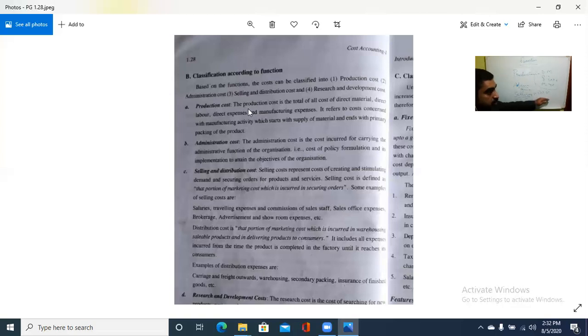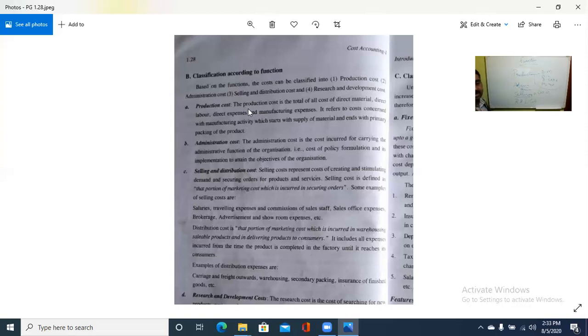Warehousing the saleable product and its distribution to the consumer, delivering the products to the consumer. Till that end, this type of cost is incurred. So that is selling cost and distribution cost. Hope you understand this selling and distribution cost.